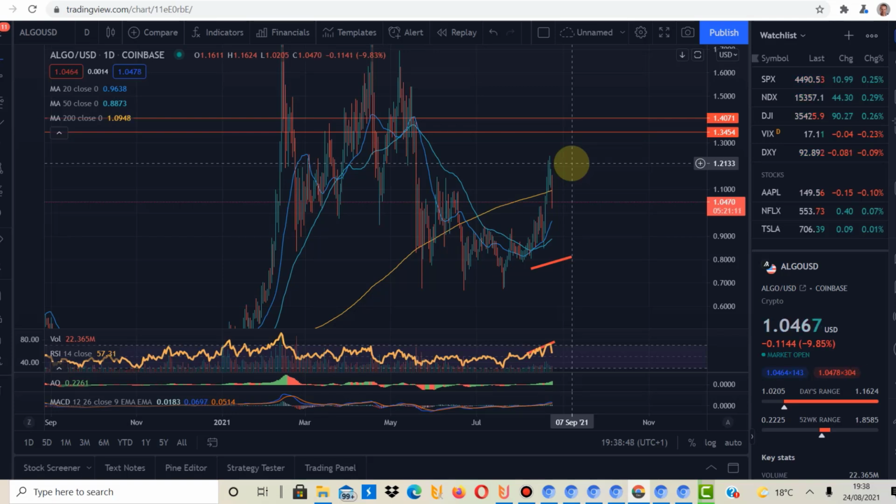But bear in mind, this is never financial advice. But for me, the chart really looks bullish. The indicators look bullish at the moment.